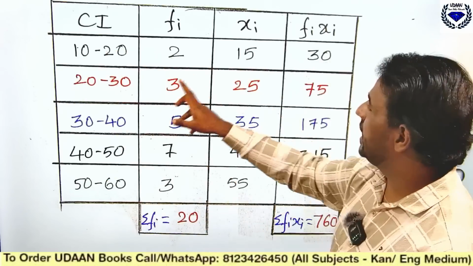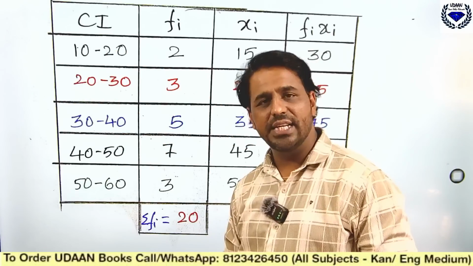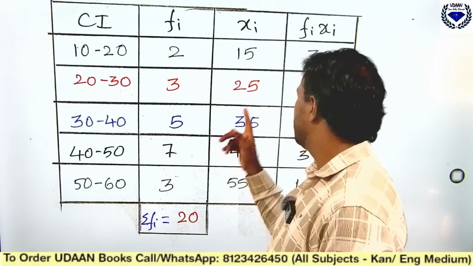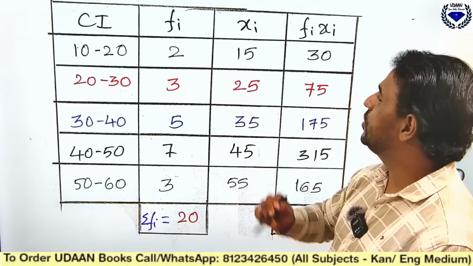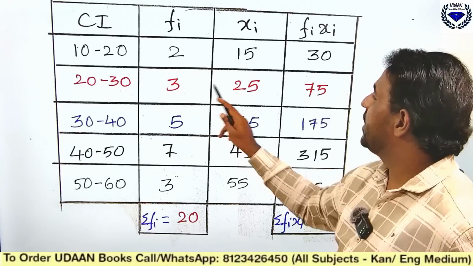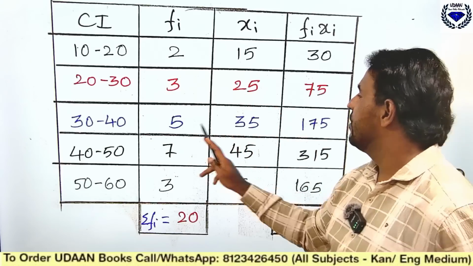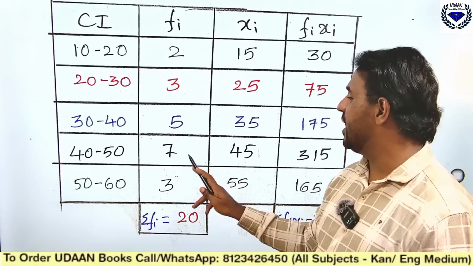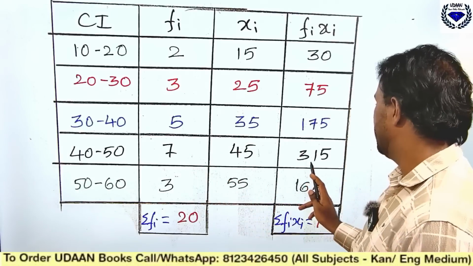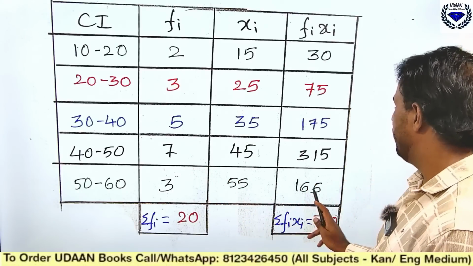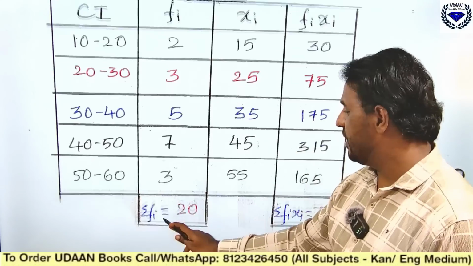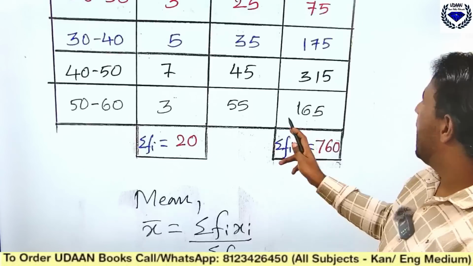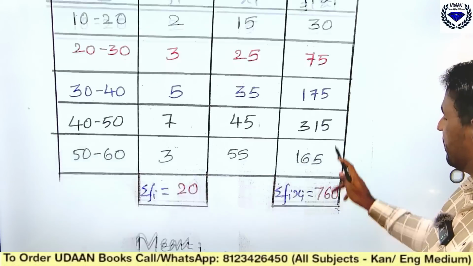So it is 15. 20 plus 30 is 50, half of that is 25, 35, 45, 55. F and X multiply: 2 into 15, 30. 3 into 25, 75. 5 into 35, 175. 7 into 45, 315. 3 into 55, 165. Add this, you will get summation Fi as 20. Add this entire table, you will get 760.